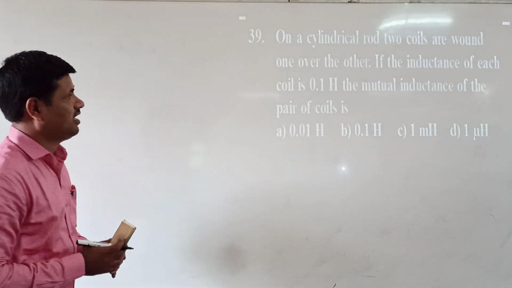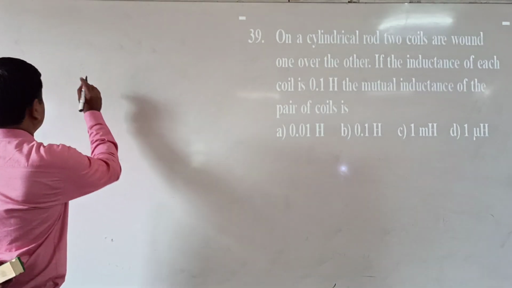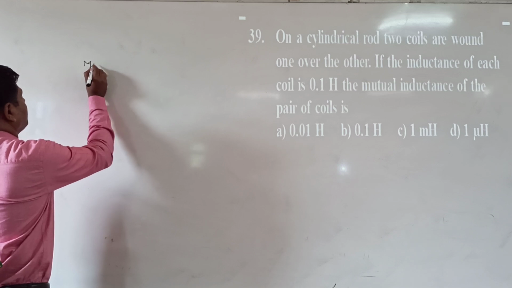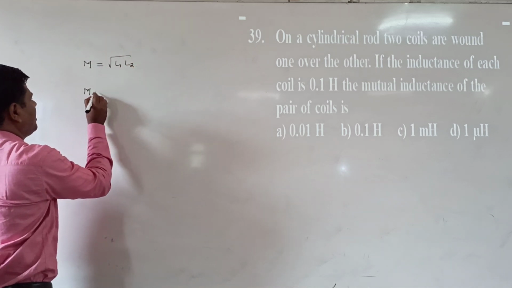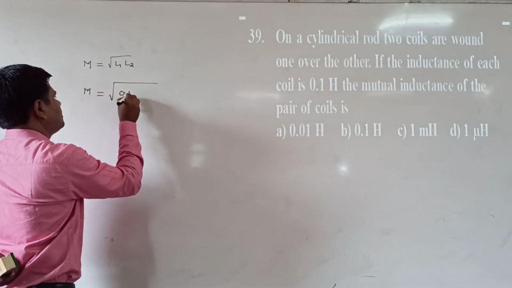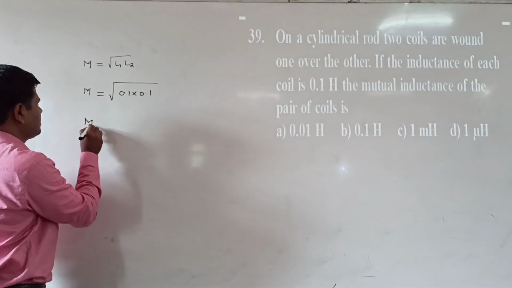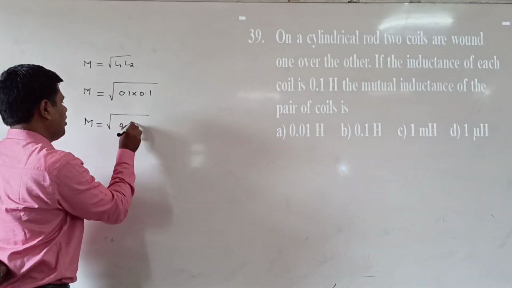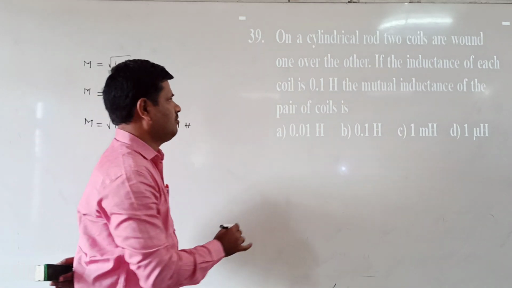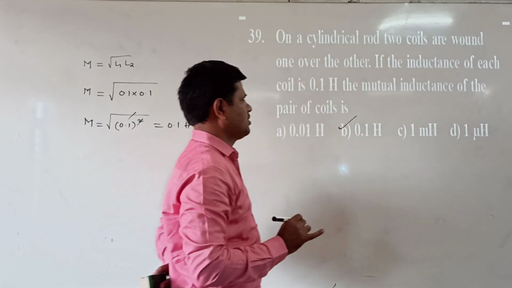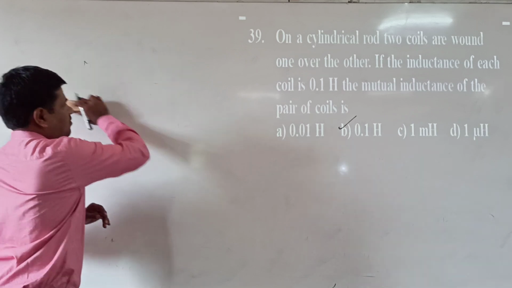Next we come to question number 39. Two inductances are given. For mutual inductance, we know the formula M is equal to under root of L1 L2. Now M is equal to under root of 0.1 into 0.1, that is 0.1 whole square, so M is equal to under root of 0.1 whole square. The square and root cancel, and we get 0.1 Henry. B option is correct.